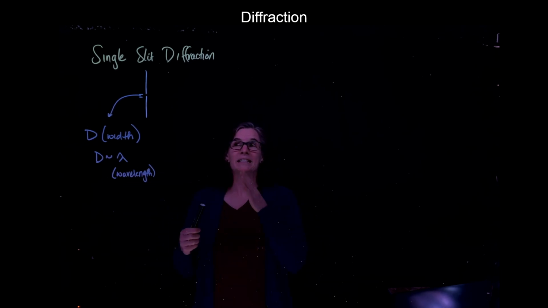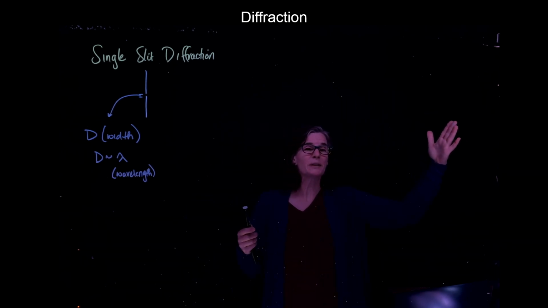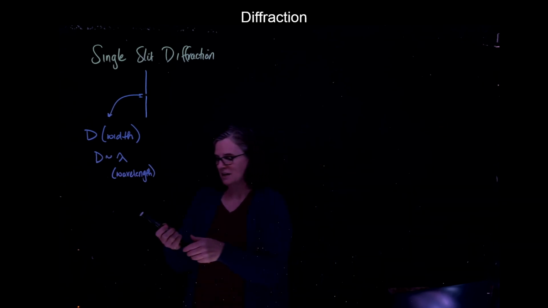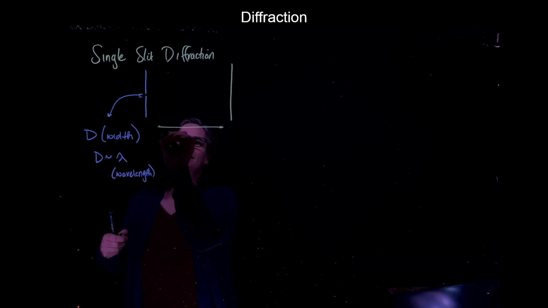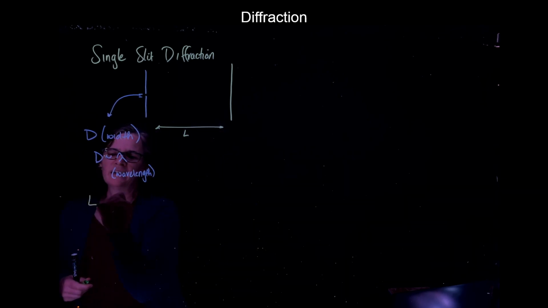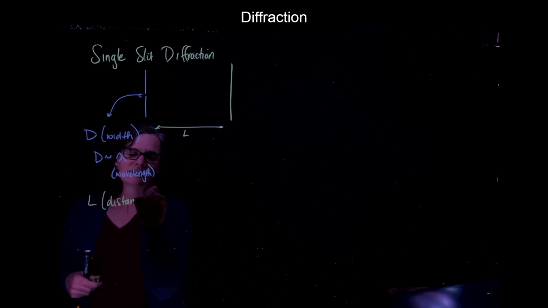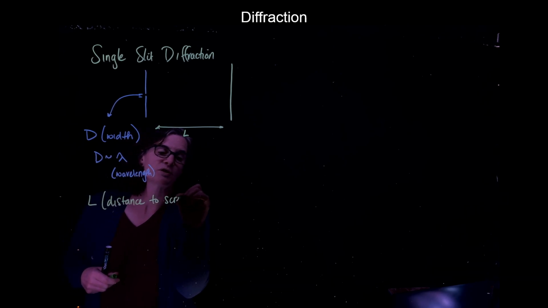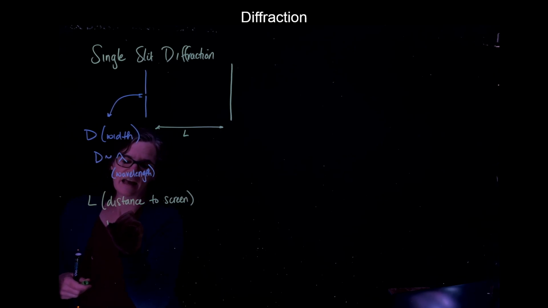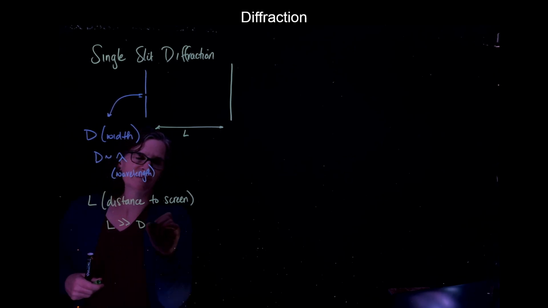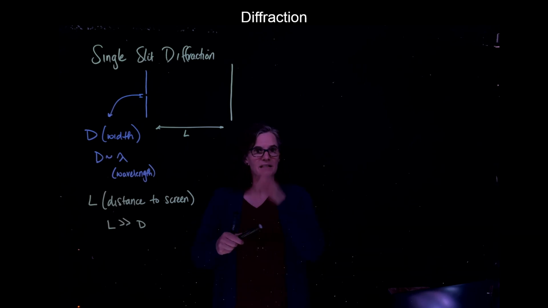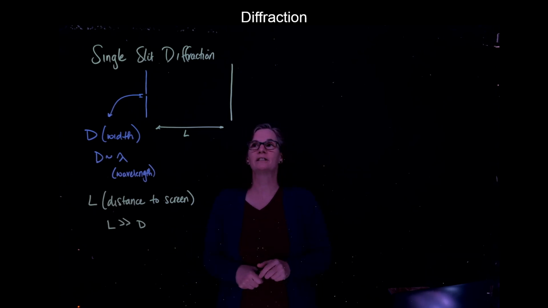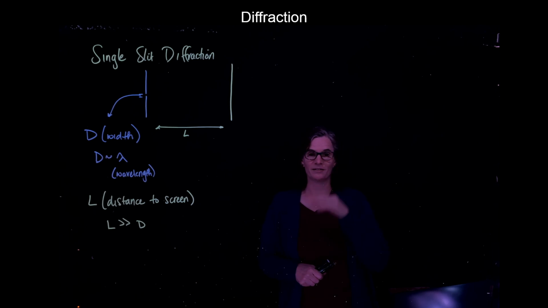The other thing that we need to keep in mind is that the screen is really, really far away. Okay, so the length, this distance, we're going to call L. L is our distance to the screen that we're observing the pattern on. L is much, much bigger than the slit width, so really far away. We can't observe these bands unless we're pretty far away to really see the constructive and destructive interference that's happening with those rays of light.